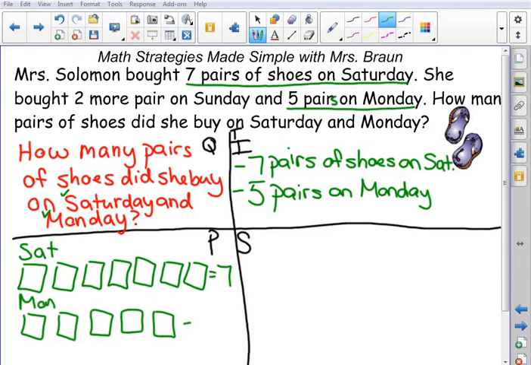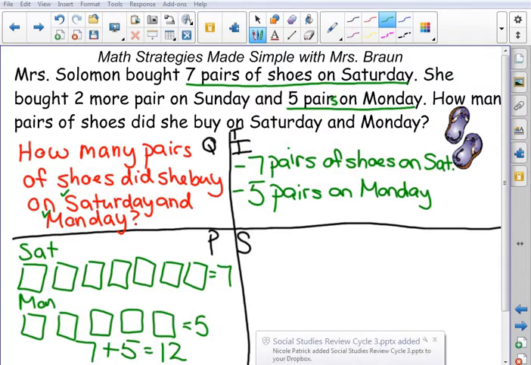Alright. So, since I'm combining, trying to find the total amount that she bought on Saturday and Monday, I can add these numbers together or count them up. And so what I'm going to do is write an equation down here. 7 plus 5 equals 12. And I can count that here. 1, 2, 3, 4, 5, 6, 7, 8, 9, 10, 11, 12.